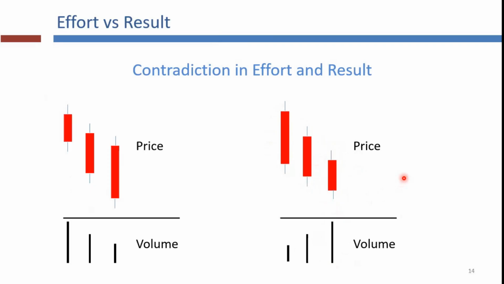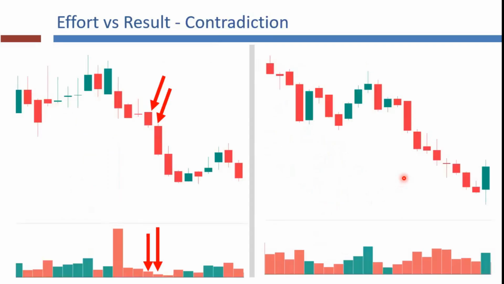So let us look at examples of this on a chart. Look at these two candles. You can see price is decreasing, but volume is also decreasing. This means that there is lack of seller's interest. Now, even if you see a strong supply candle here, you can see that this result does not match with the effort taken.